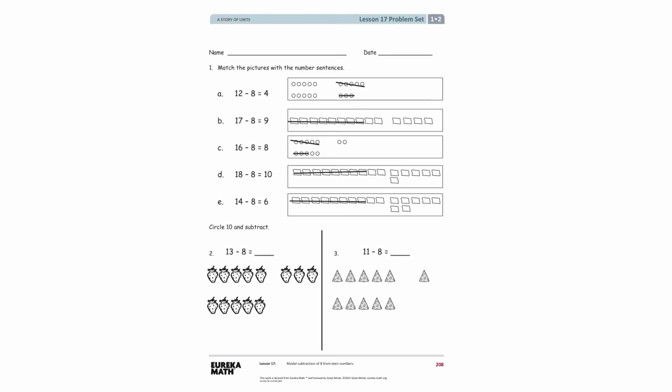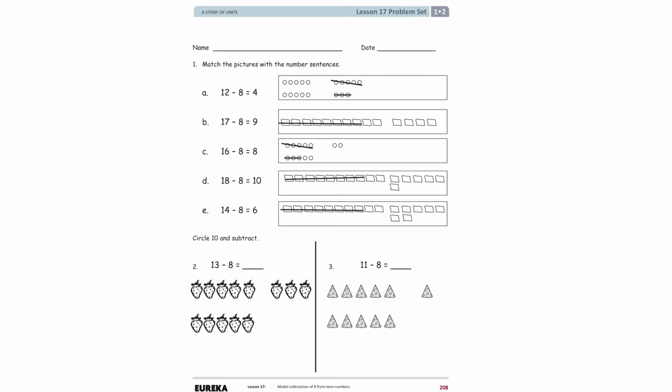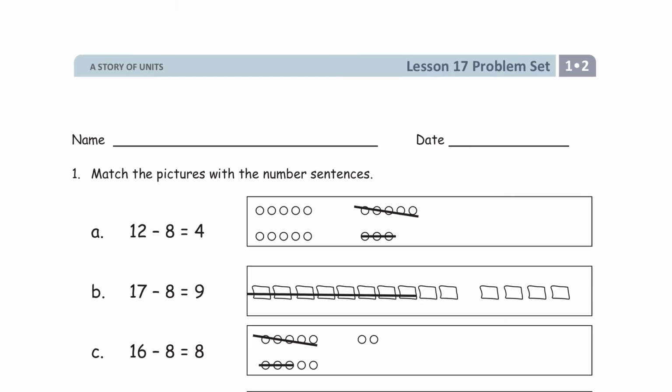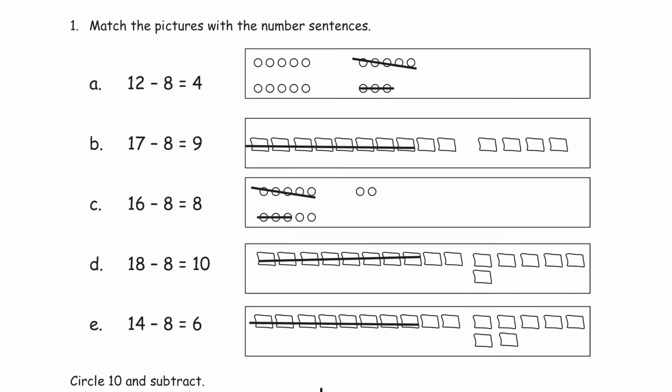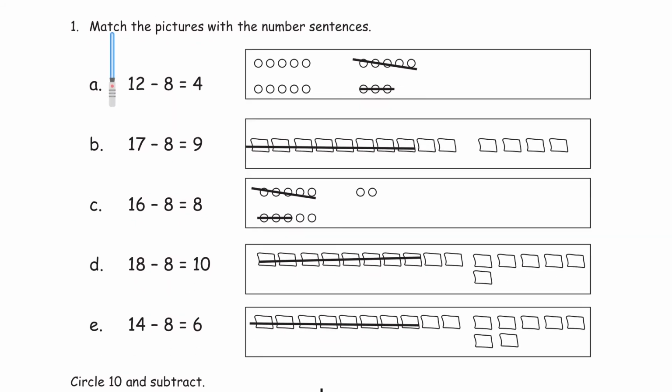Welcome back, boys and girls. So this is what your problem set should look like. Let me zoom in here to the top so you can double check to make sure you have the right one. It's Lesson 17 problem set 1.2. And remember that 1 means it's first grade, and the 2 means we're in module or unit 2. Let's take a look here at number 1. Number 1 reads, match the pictures with the number sentences.